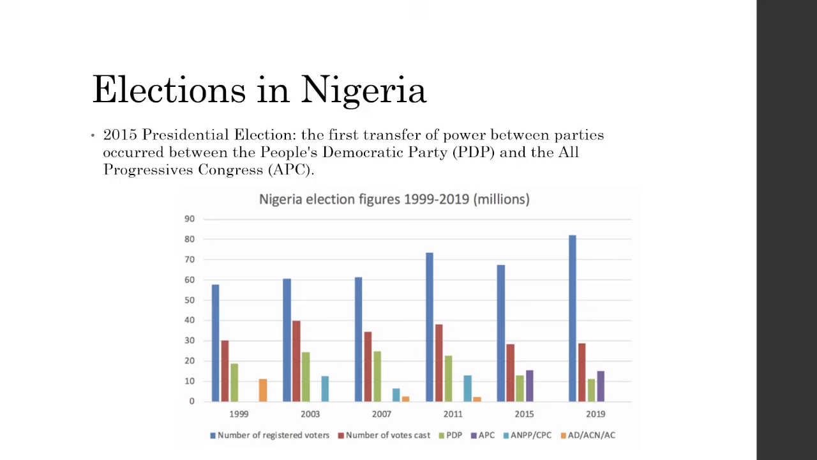If you look at this graph here, we can also see that the number of registered voters has increased. So political participation has relatively increased over time. It's fluctuated a little bit, like in 2011 and 2015 it went down, but it also went up to a number higher than ever before, to over 80 million people in 2019, which is incredible.